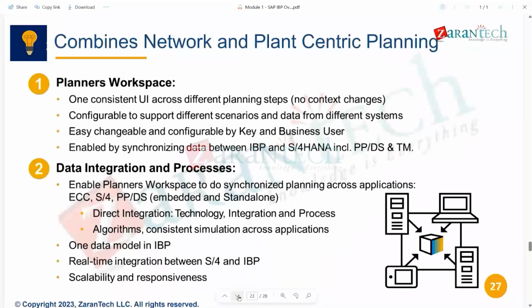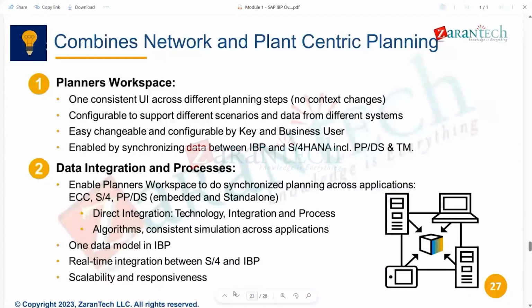Okay, so the consistent user interface across different planning steps. Basically, the Excel IBP file that you are using is the user interface, and it's a replica of SAP IBP in simple terms, because Excel is widely used by most of the planning team members, it's extremely user friendly, and it's widely adopted by a larger audience. That's the reason the Excel user interface is used across the board.